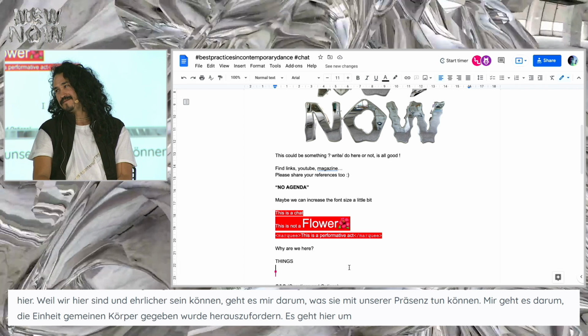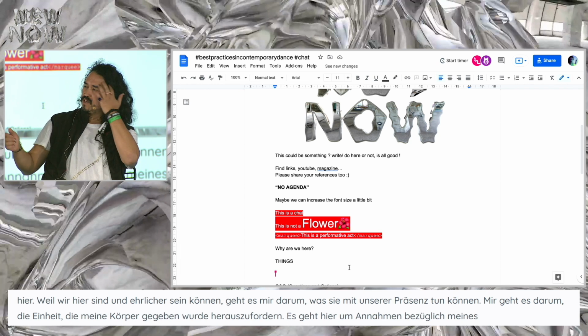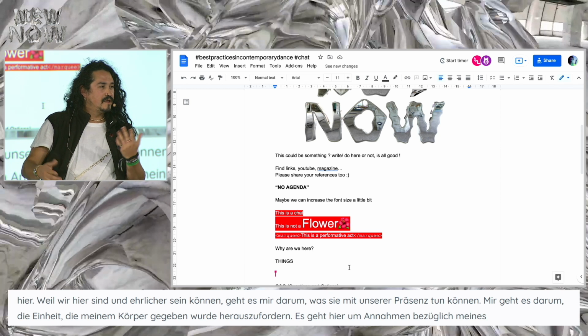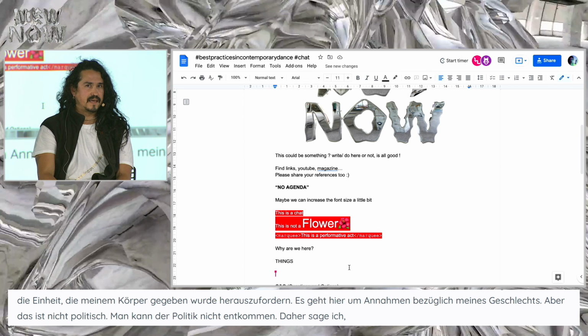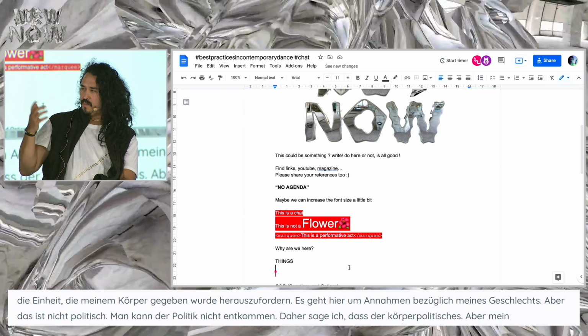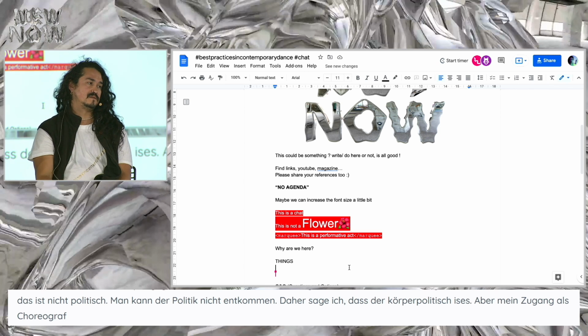But it's not political. I mean, you cannot avoid politics. That's what I'm trying to say, the body's political. But nevertheless, my intention with my approach as choreographer is to find the ways. One way, with the best practices, is to circumvent my identities.